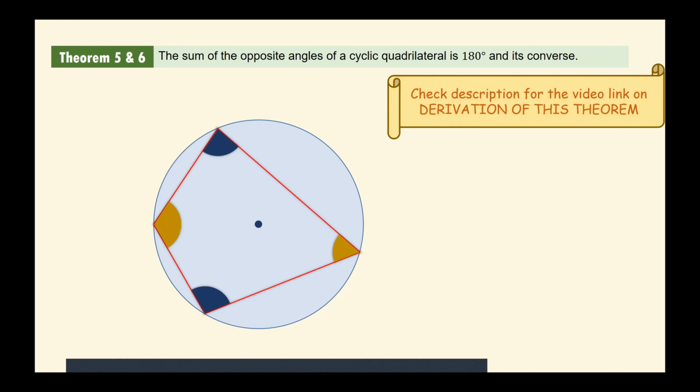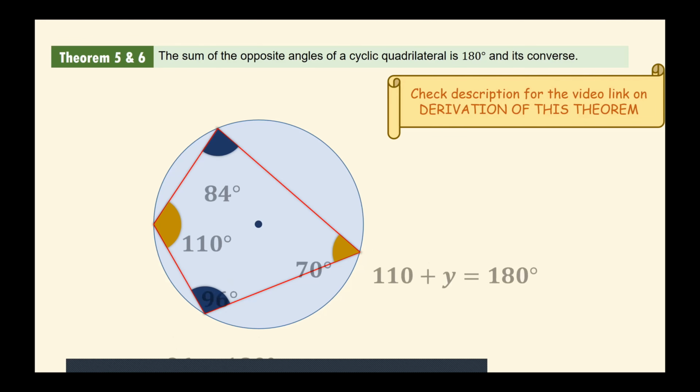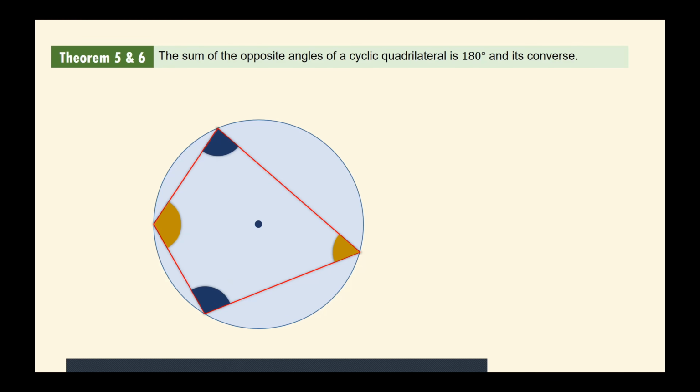For example, if one of the opposite angles is 110 degrees, then its opposite angle will be 180 minus 110, that is 70 degrees. Or if one opposite angle is 96 degrees, its opposite angle will be 180 minus 96, that is 84 degrees. The video link on the detailed proof of this theorem is also given in the description.